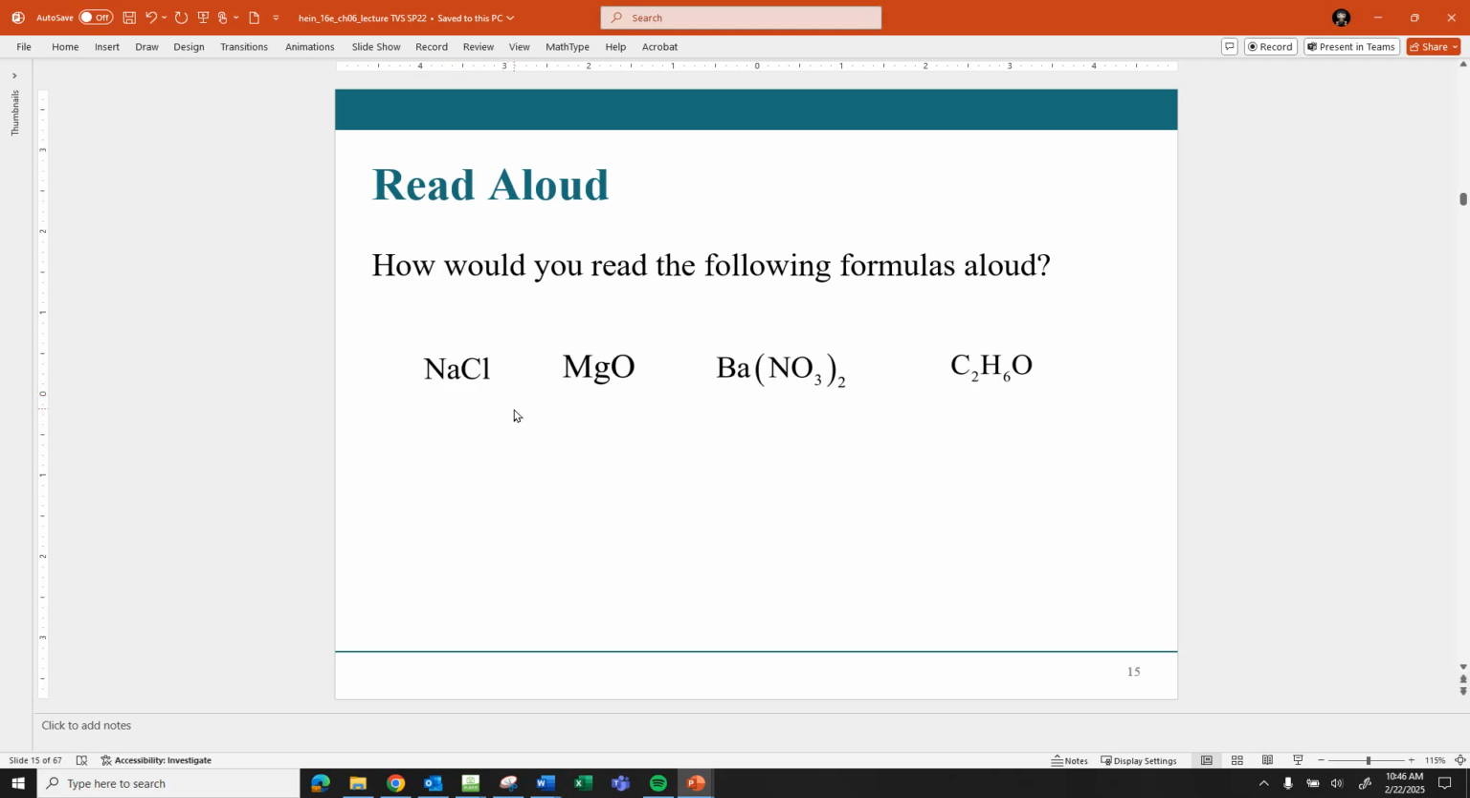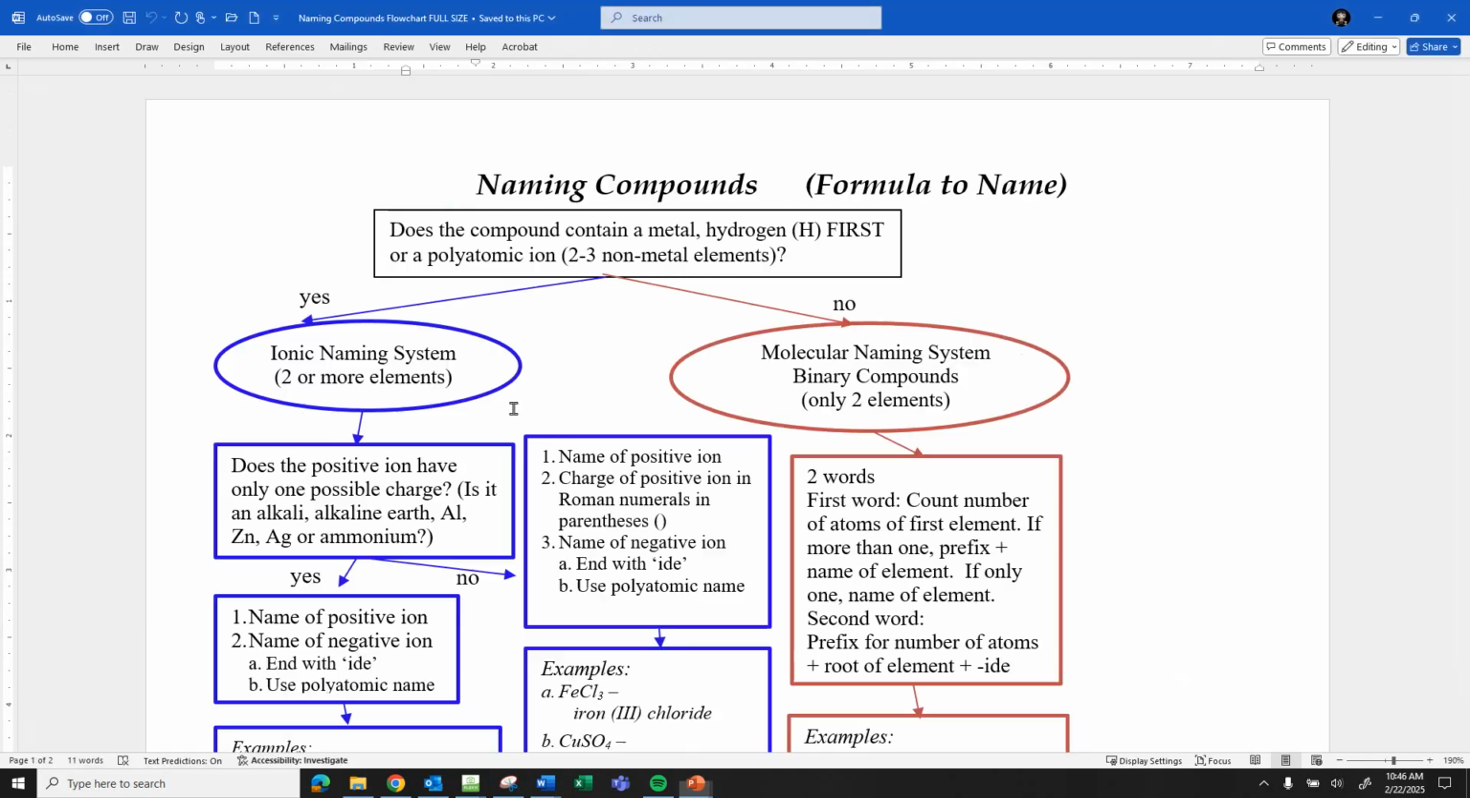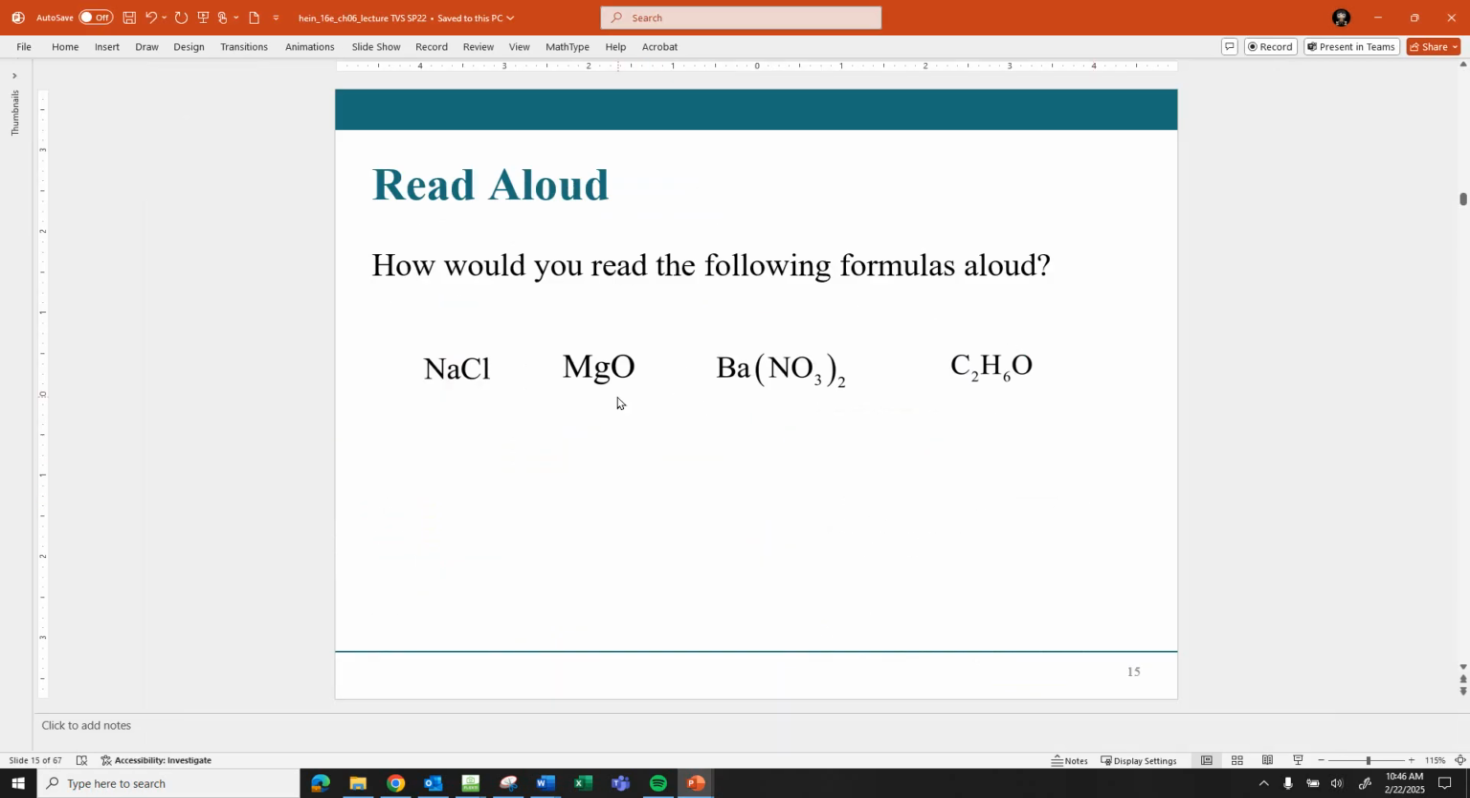And that's how we're going to read the flowchart, formula to name. And we'll do a lot of practice of this in class. So we got magnesium and oxygen. That's a single metal to a nonmetal, so magnesium oxide. We have barium, and then this is a polyatomic ion. You will not have to memorize the polyatomic ions. You will be given the ion chart. So you just got to find NO3, which is nitrate, so you put the name. So it would be barium nitrate.